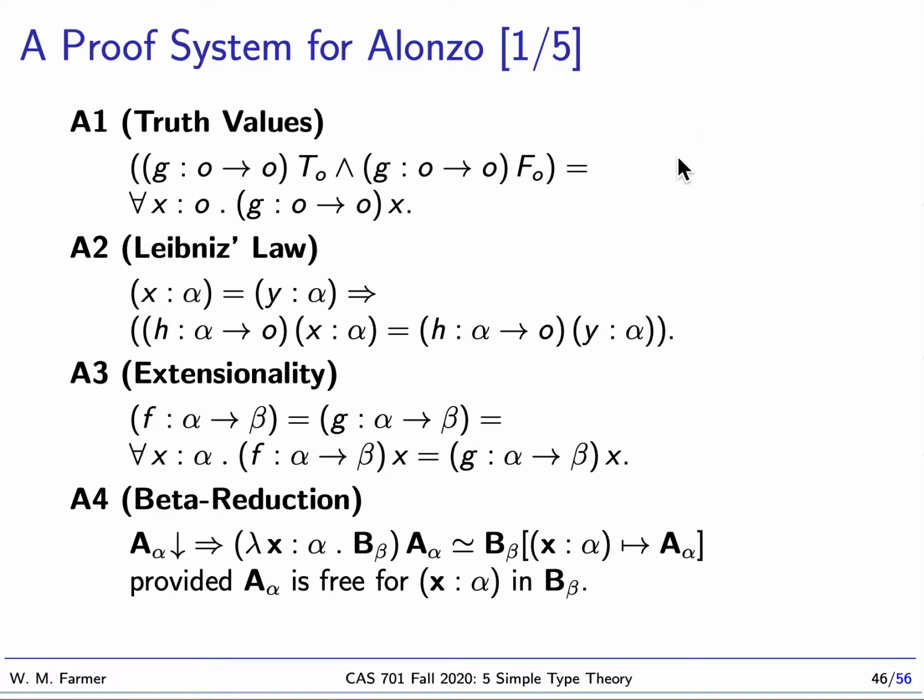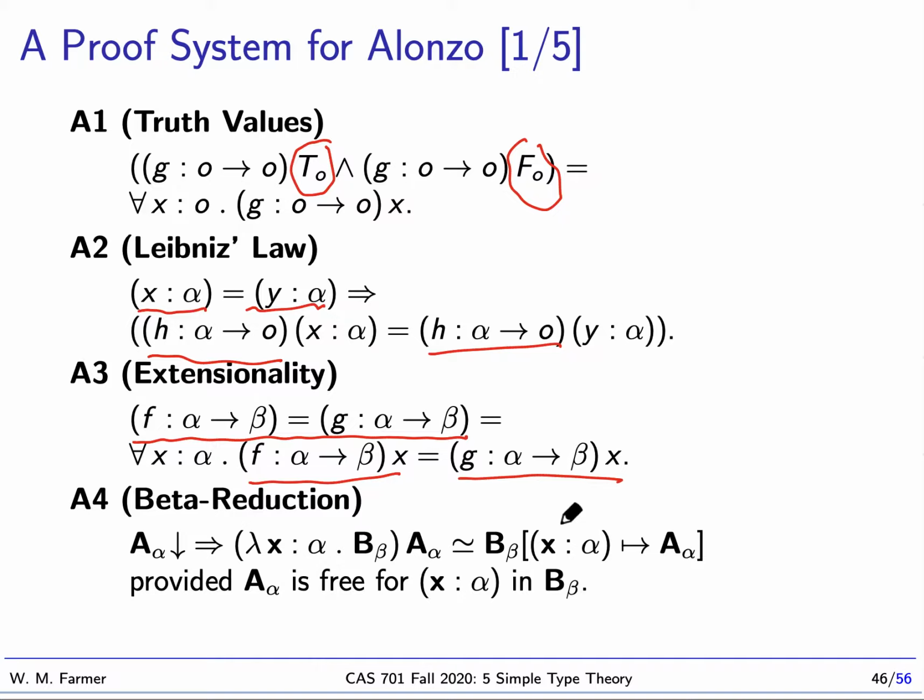The first says that there are only 2 truth values that are represented by T and F. There's only 2 such truth values. The second says that if 2 values are equal, then they satisfy all the same properties. The third says that 2 functions are equal if and only if, when we apply these functions to an argument, we always get the same value. And the fourth is beta reduction.